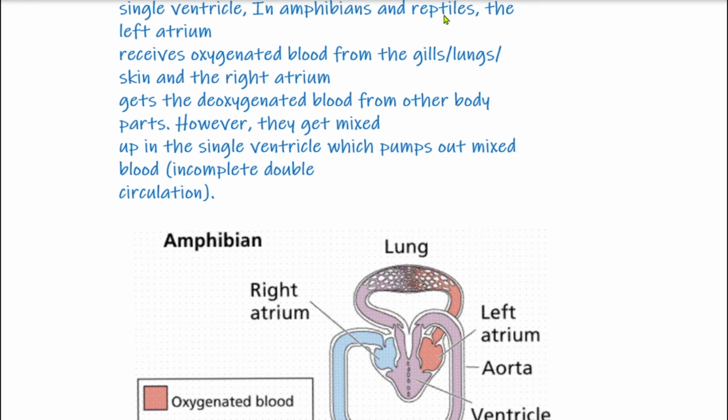In amphibians and reptiles, the left atrium receives oxygenated blood from the gills, lungs or skin, depending upon the type of animal. Whereas the right atrium receives deoxygenated blood from the other body parts. However, they get mixed up in the single ventricle, which pumps out mixed blood.